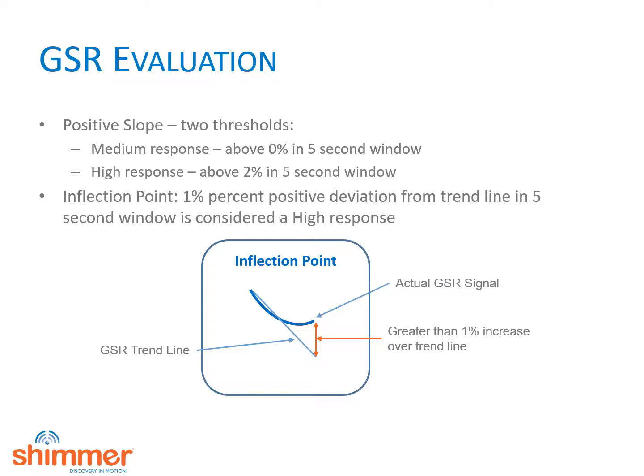In addition to the slope criterion, we added another, which we call an inflection point. Any time the actual GSR signal increases by more than 1% over the trend line in a 5-second window, we regard that as a high response. This criterion has proved very important because we find that it typically identifies the GSR responses quite quickly, usually within a second of the stimulus that generated the response. Let's look at some actual data.